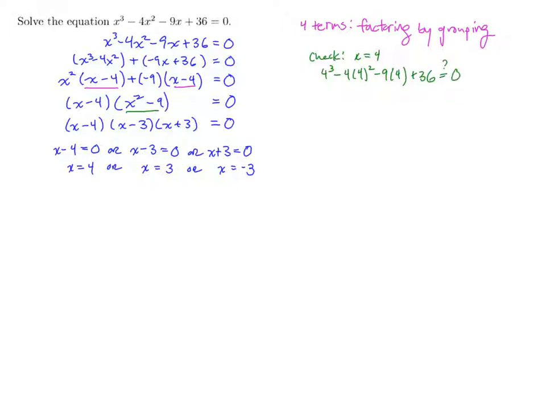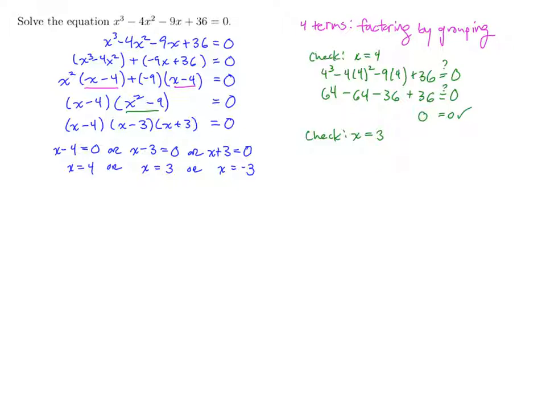Simplifying this, 4 cubed is 64, and I'm subtracting 4 times 4 squared, which is again 4 cubed, or minus 64. Then I'm subtracting 9 times 4, so I'm subtracting 36, and then I'm adding 36. So what I'm really checking here, I have 64 minus 64 minus 36 plus 36, and 64 minus 64 will give me 0, and negative 36 plus 36 will give me 0. So indeed, 0 equals 0, and that checks. Checking the second one, I have x equals 3.